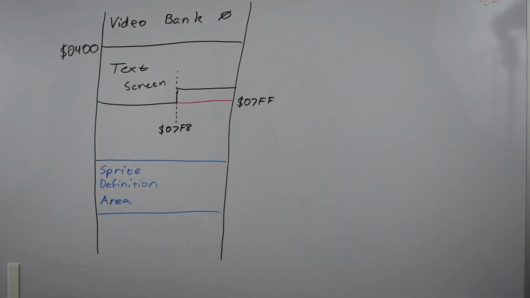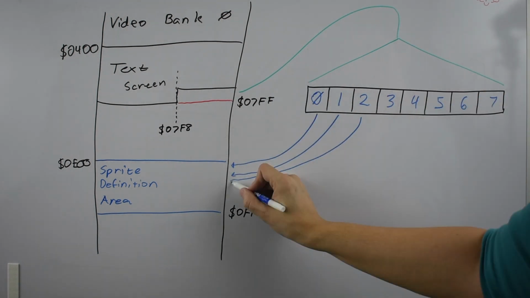Below the text screen is all of the sprite shapes, starting at 800 and ending at FFF. This default area has enough room for all 8 sprites, but with a little creative work with the MMU and video banks, you can store much more than this. The pointer area only has enough space for 8 sprite pointers.